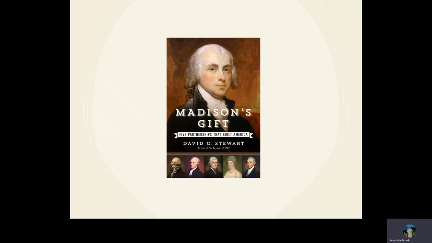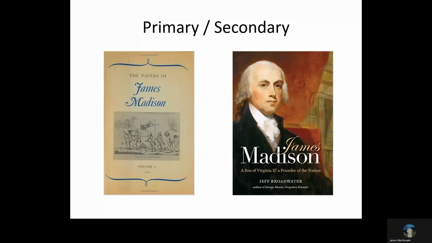Okay, secondary source. All right, so here's another kind of dichotomy of the primary and secondary source. Here's a much more complete collection of the papers of James Madison. You might not be able to see it in the slide, and I'll just tell you, this is 1783. So this is a bound volume. You can check it out at the library if the library actually happens to have it. And it deals with one year of his life. And on the right, we've got another secondary source about James Madison.